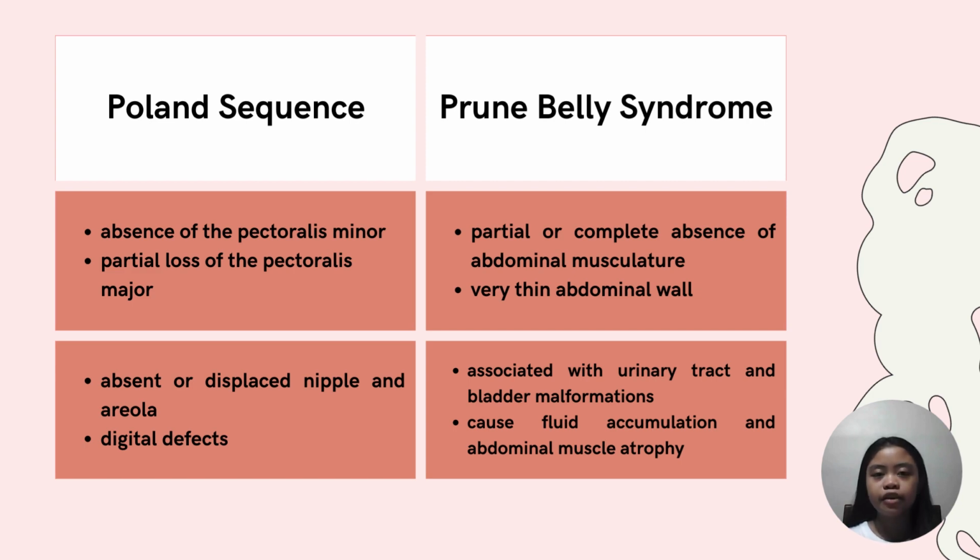Prune belly syndrome is characterized by the partial or complete absence of abdominal musculature, in which organs become visible and easily palpated because of a very thin abdominal wall. These defects cause fluid accumulation, enlarging the abdomen and leading to abdominal muscle atrophy.